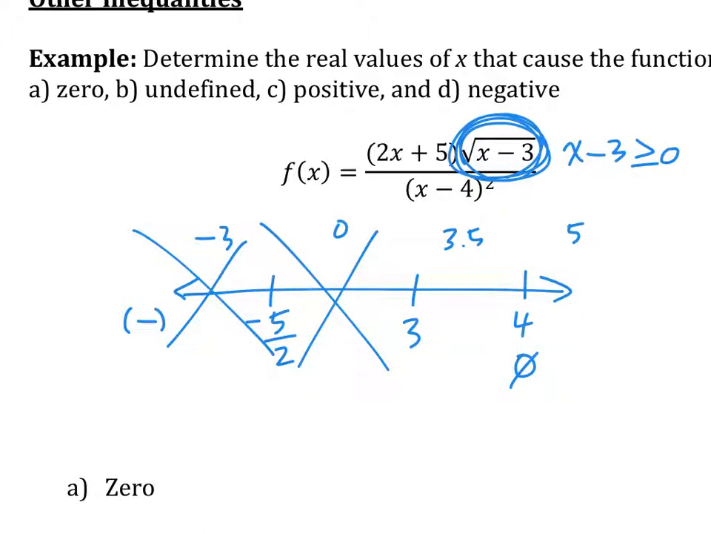All right, let's try 3.5 then, because those two other intervals are no longer in our consideration. Okay, so 3.5. 3.5 in this first factor, is it positive or negative?